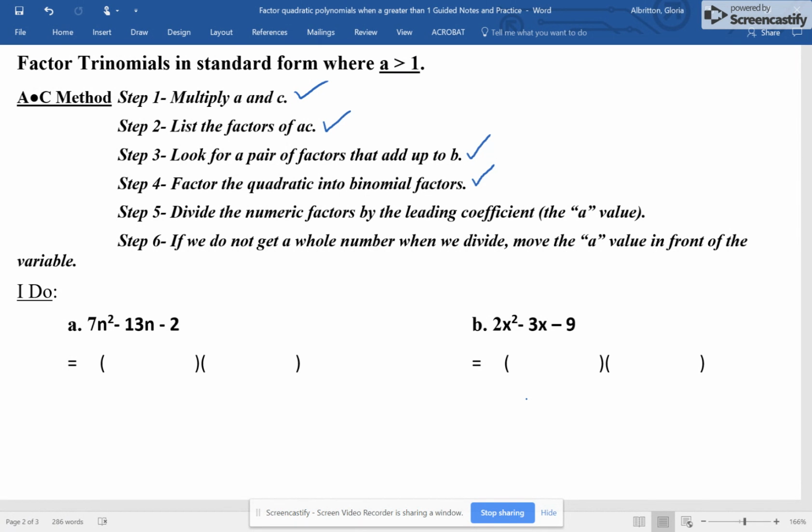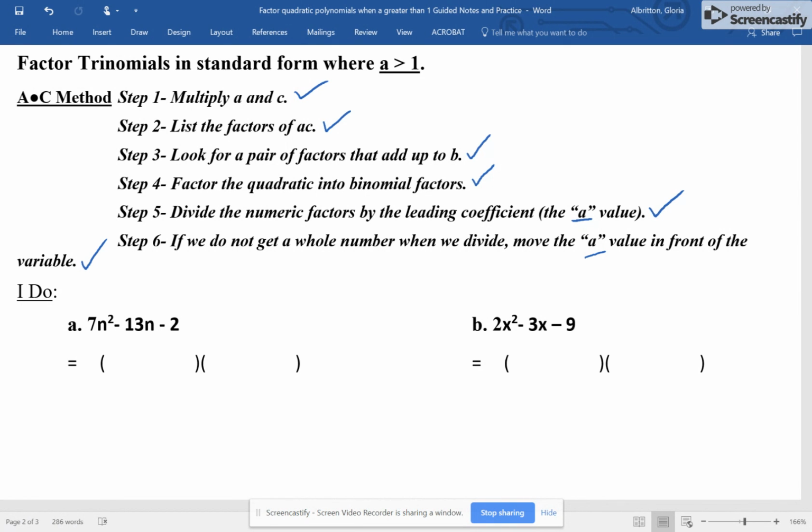Step 5, we'll divide the numeric factors by the leading coefficient, which is going to be the a value. And then step 6, if we do not get a whole number when we divide, we'll move that a value in front of the variable. So let's take a look at the I do section.